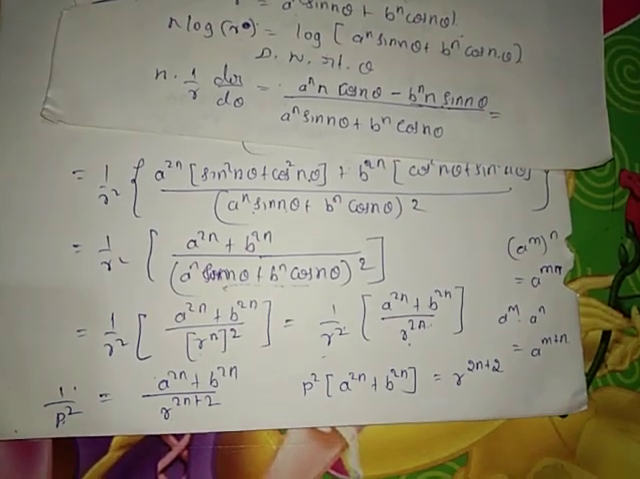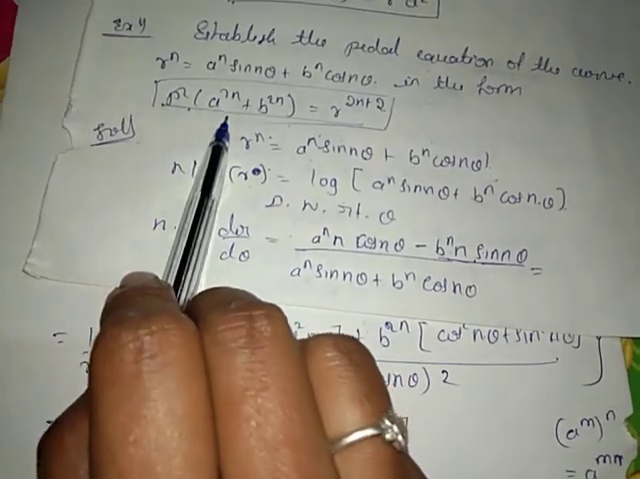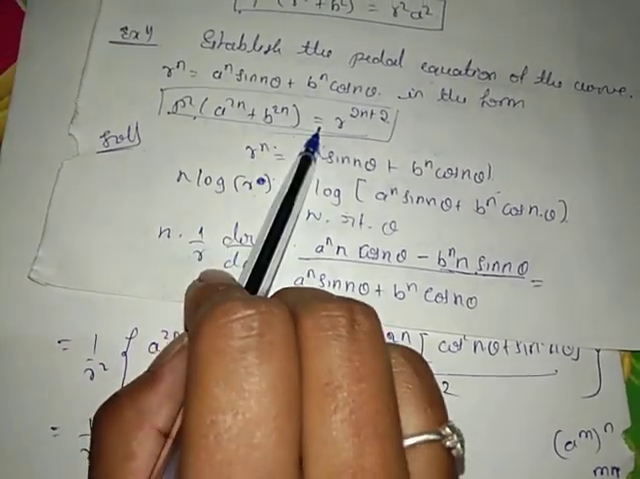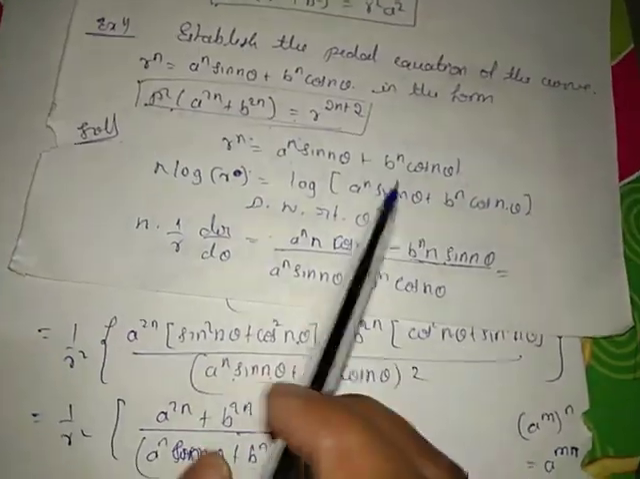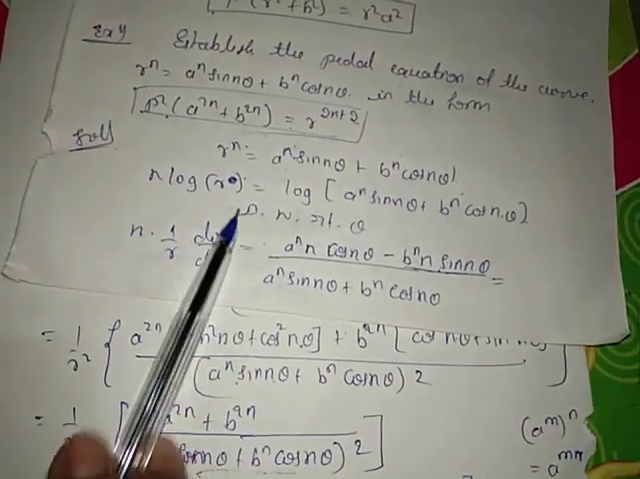That is our required proof of the equation: p square into a raised to 2n plus b raised to 2n equal to r raised to 2n plus 2. That is our required proof of this equation.